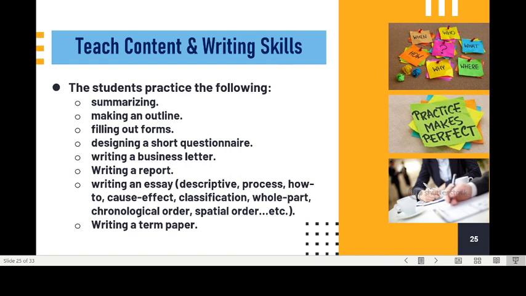And they may need to write a term paper, especially if they are graduate students, they need to write a thesis. So we don't need to teach all of those to all the students in all the subject areas. We teach them what they need to write in their area of specialization.